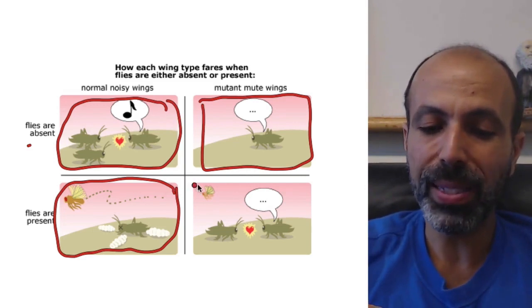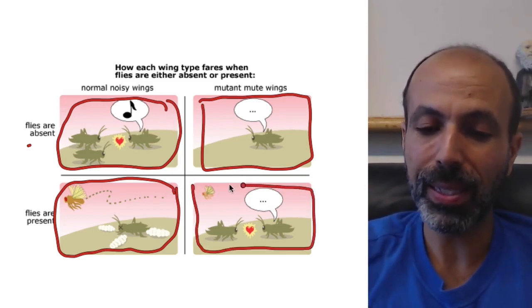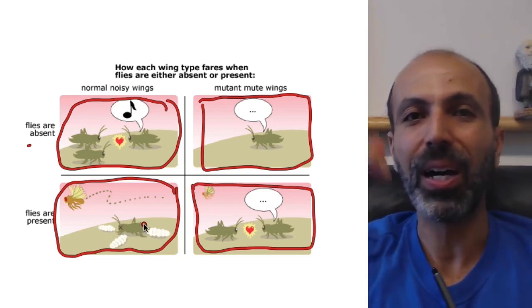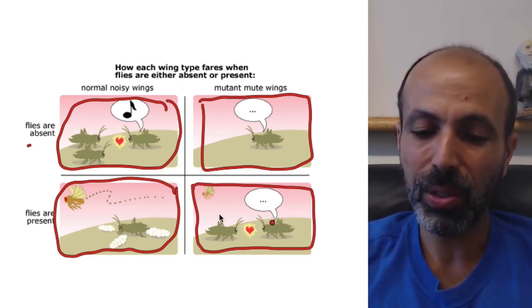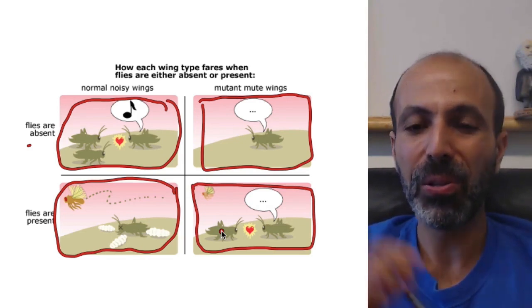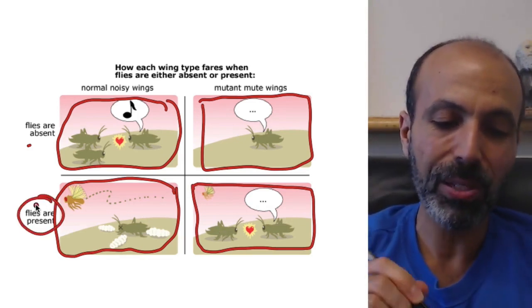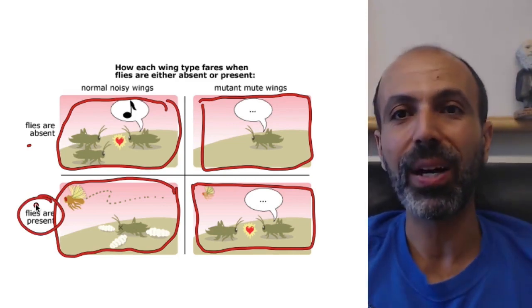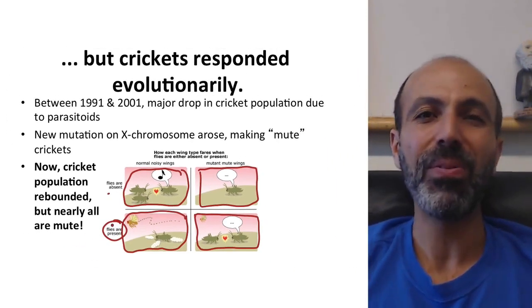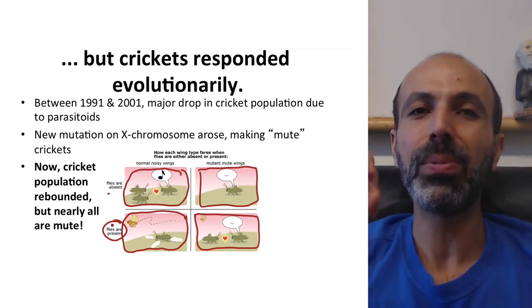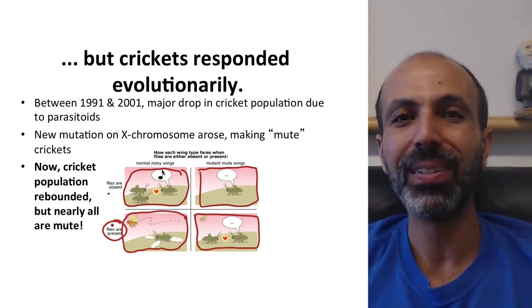But if the flies are present, he's going to get some of the mates because nobody's really competing. The ones who sing loudly are all killed off by the Ormia, but he can actually get a couple of these mates. So there's actually an advantage to being mute only in populations where the flies are present, not in populations where the flies are absent. So that's a very, very cool example of an evolutionary response to an intercepted signal by a parasitoid.